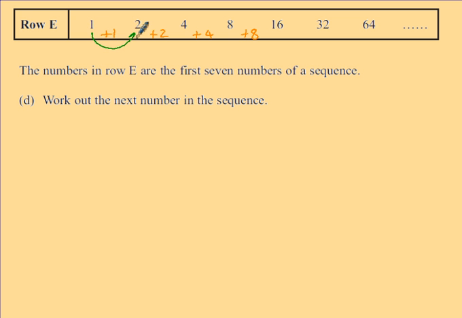Well, another way that I can get from 1 to 2 is to multiply by 2. And I could multiply by 2 here. 2 times 2 makes 4. Times 2 makes 8. 8 times 2 is 16. 64 times 2, to find our next number, will give us 128. So our final answer here is 128.